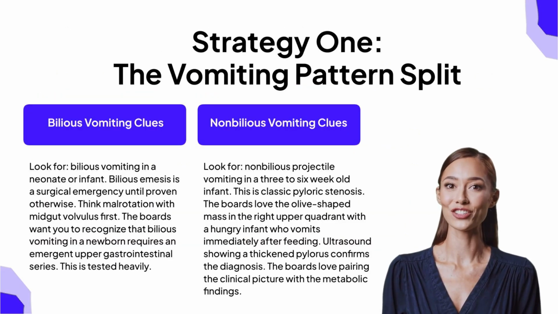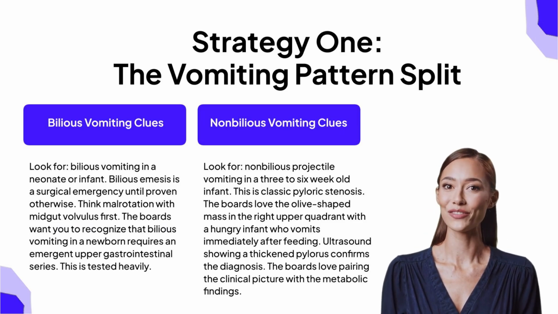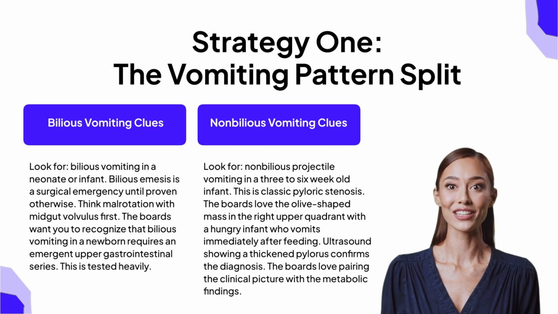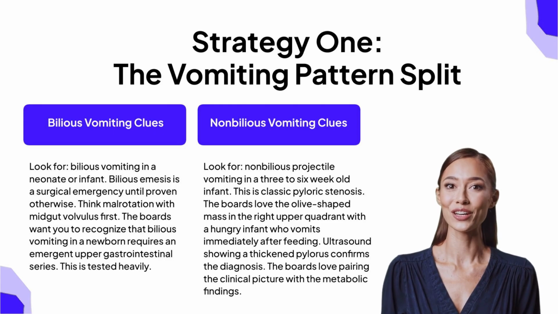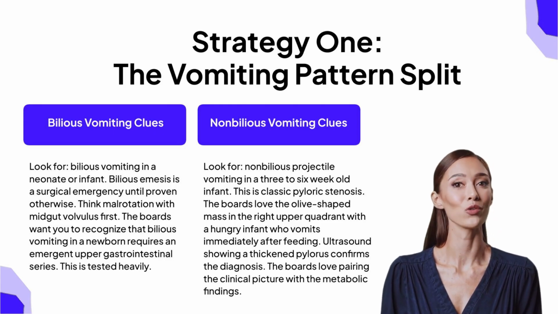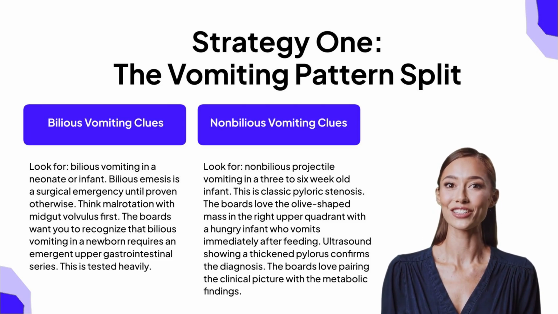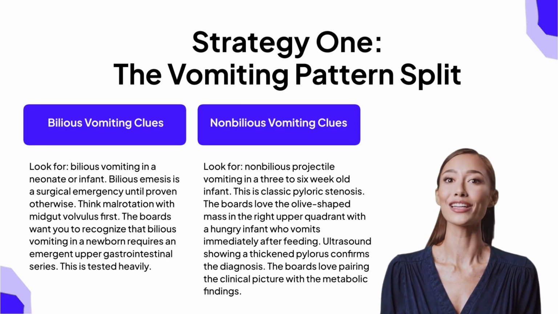Let us start with our first strategy, which is the vomiting pattern split. When you see a vomiting infant on the boards, the first question you need to ask yourself is whether the vomiting is bilious or non-bilious. This single distinction changes everything. Bilious vomiting, meaning green or yellow-green emesis in a neonate or young infant, is a surgical emergency until proven otherwise. The boards want you to think malrotation with midgut volvulus immediately. The next step is always an emergent upper gastrointestinal series. Do not get distracted by other answer choices when you see bilious vomiting in a newborn.